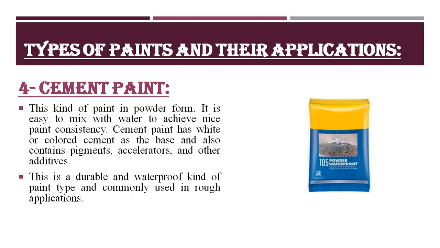The fourth type of paint is cement paint. This kind of paint is in powder form, it is easy to mix with water to achieve nice paint consistency. Cement paint has white or colored cement as the base and also contains pigments, accelerators, and other additives. This is the durable and waterproof kind of paint type and commonly used in rough applications.